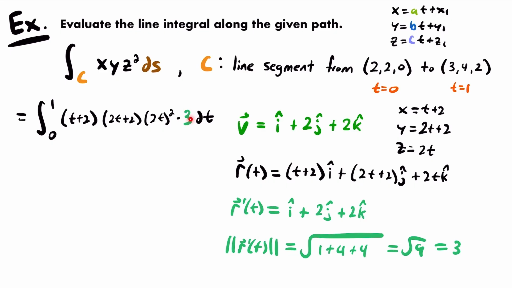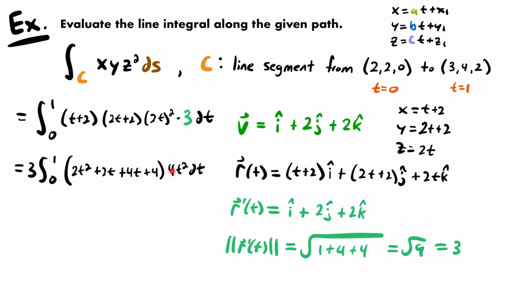So let's work on that here. I am going to pull this 3 out to the front, and then I'm going to multiply these two factors together. So that will look like this. We'll have 3 times the integral from 0 to 1 of t times 2t is 2t squared. Then you'll take t times 2, which gives you 2t. Then you'll multiply 2 by 2t, which will give you 4t. And then multiply 2 by 2, and you'll get plus 4. And that will be multiplied by 2t squared, which will be 4t squared, and then you have dt.